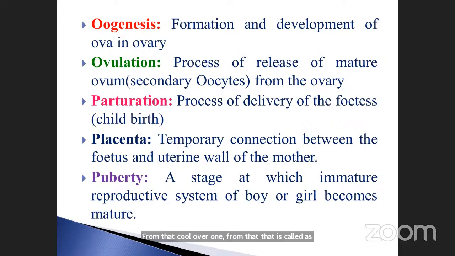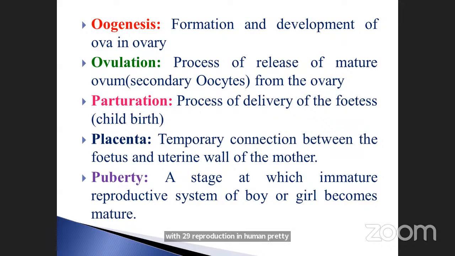Next one is parturition. What is meant by parturition? The process of delivery of the fetus or child is called parturition. Note it down. This is very, very important. What is meant by parturition? What is meant by ovulation? What is meant by oogenesis? These are the technical terms used in the human reproduction chapter.